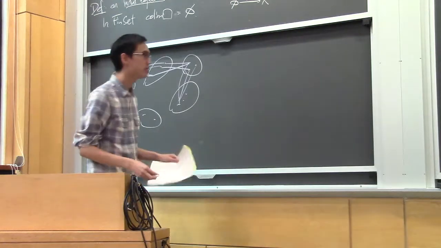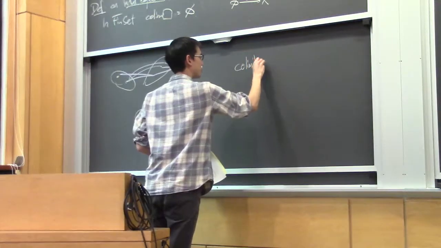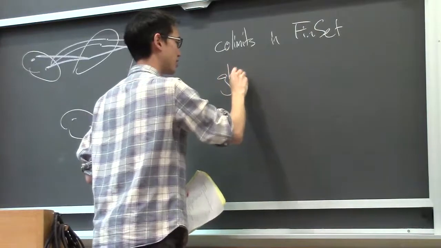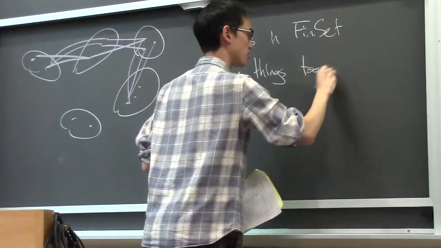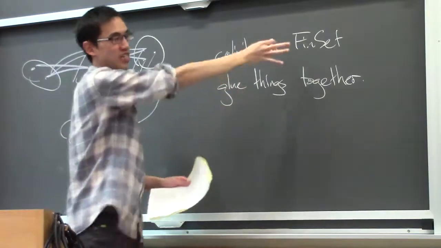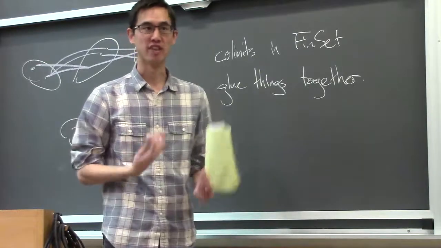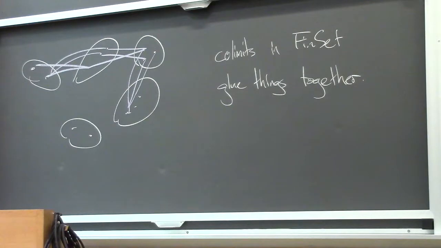Okay. So I guess the slogan is like that. Co-limits in finite sets glue things together. And since most categories we deal with algebraically at least are based on the category of sets, co-limits often have this intuition. Okay, so we'll move on to part two, which is the symmetric monoidal category of cospans of finite sets.